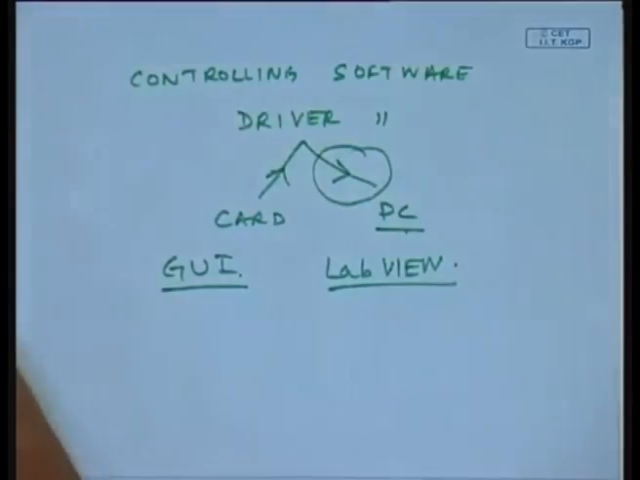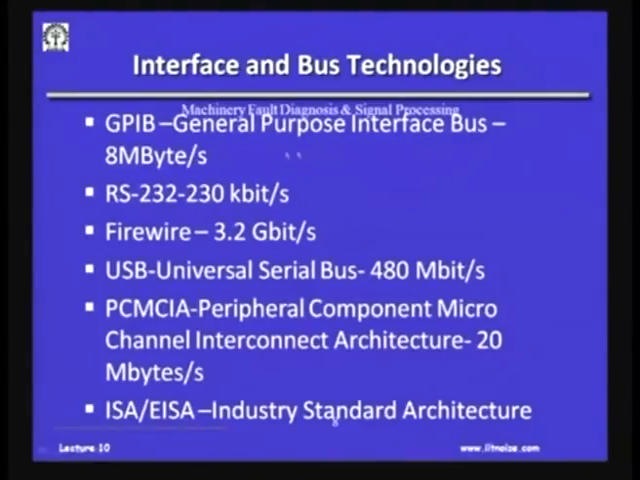So, traditionally there have been many technologies for transferring this data. One is the GPIB, known as the general purpose interface bus, and it used to have an 8 megabytes per second rate. The traditional serial port communication, RS-232, has a much slower rate of data transfer. These are all digital data transfers, 230 kilobit per second. Of course, recently there is FireWire, which you will see in a lot of Macs, with very high speed transmission, 3.2 gigabit per second.